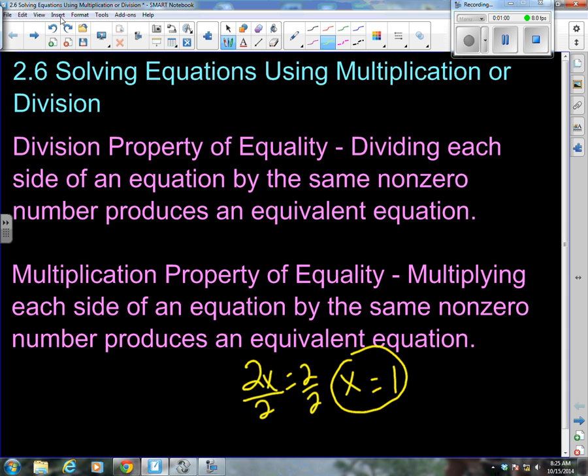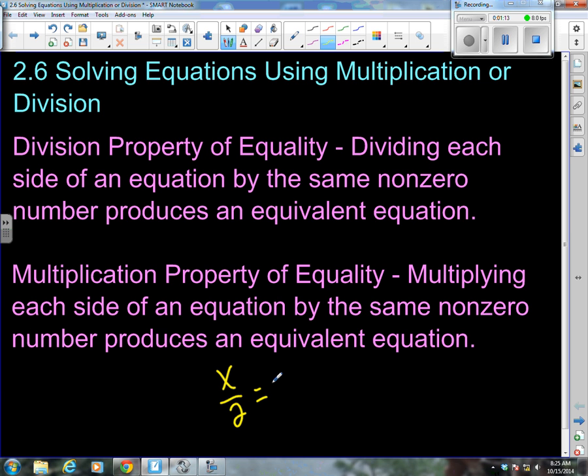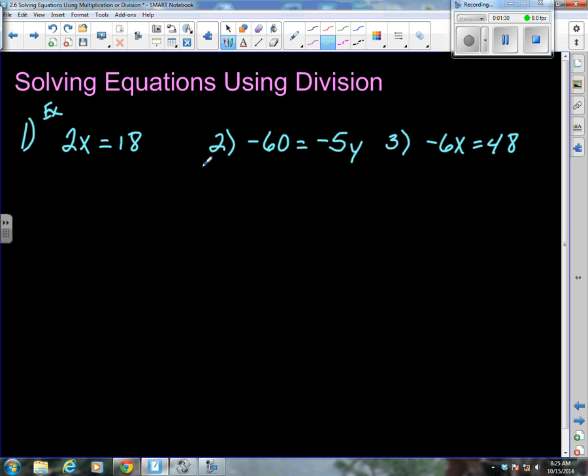Okay? Let's read the multiplication property of equality. Multiplying each side of an equation by the same non-zero number produces an equivalent equation. Again, if I have something like x over 2 equals 2, and I multiply both sides by 2, I get the same equation, which is x equals 4. I get an equivalent equation. Okay, so we're going to use those two properties today to help us solve problems involving multiplication and division equations here.